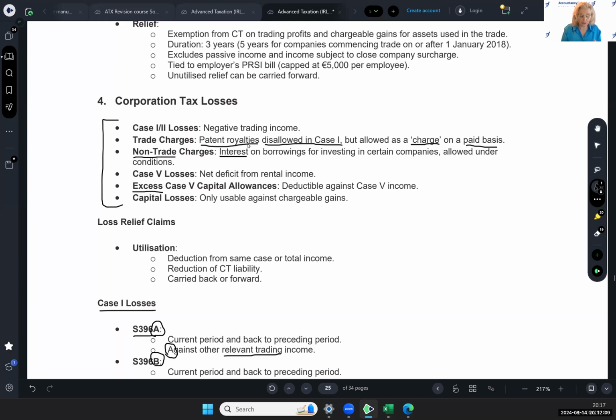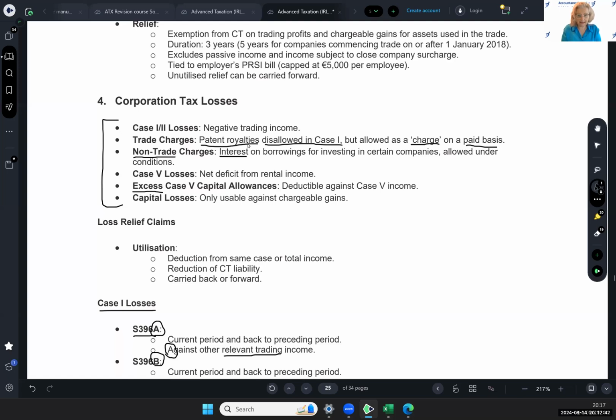Paying a patent royalty. So a patent is where a design is protected. It might be a design or a process that is protected so that anybody who uses that design or that process has to pay a royalty for it. So if I want to use a patent in my manufacturing process, I have to pay the owner of the patent for that particular design. I have to pay them a royalty. That's what patent royalties are.